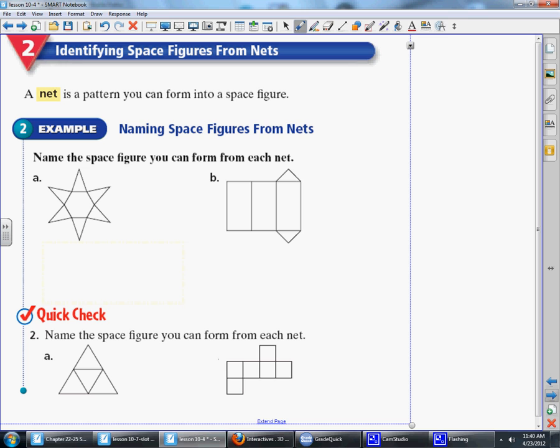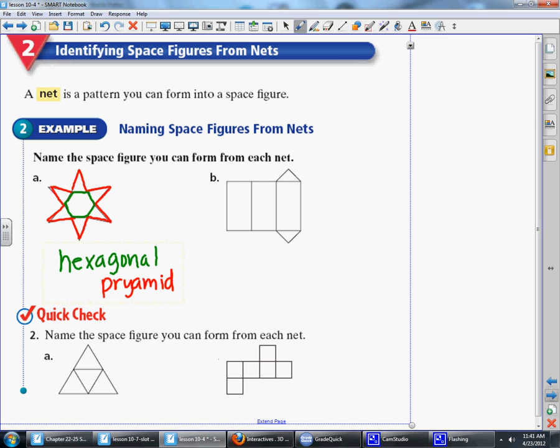So let's look at these shapes here. What space figure can you form from each of these nets? Well, I notice that here all of the sides are triangles. So when the lateral sides are triangles, I know that this is going to be a pyramid because it's all going to come to a point. So I know this is a pyramid, but what kind? I have to look at the base and how many sides there are in the base. 1, 2, 3, 4, 5, 6, which makes this a hexagonal pyramid.